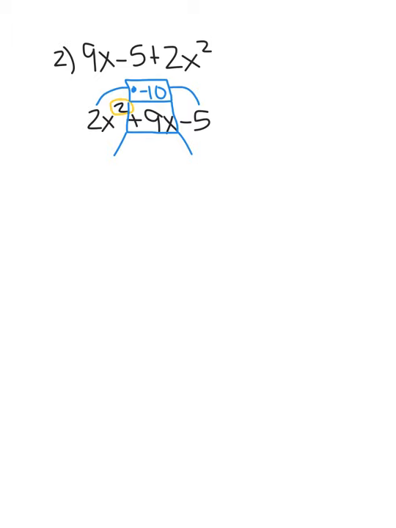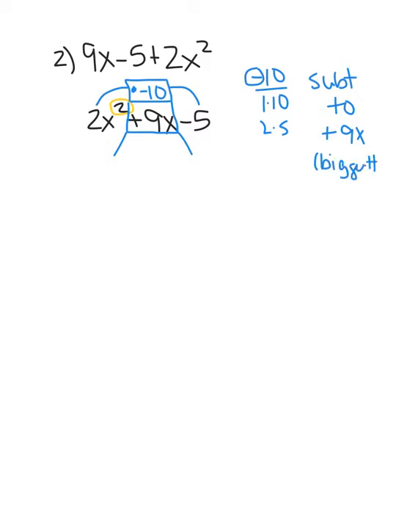So I'm going to go over here and do, let me rewrite that, looks nicer. There we go, negative 10. The factor pairs of 10 are 1 times 10, 2 times 5, and that's all my factor pairs of 10. Since it is a minus sign, right, we're going to subtract to a positive 9x. What that means is that the bigger number is positive, right? Signs are different.